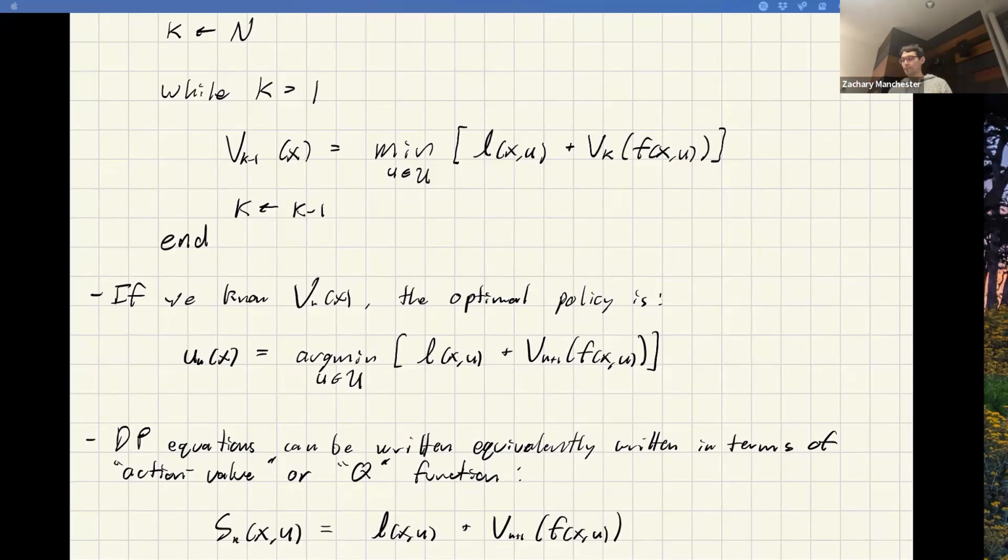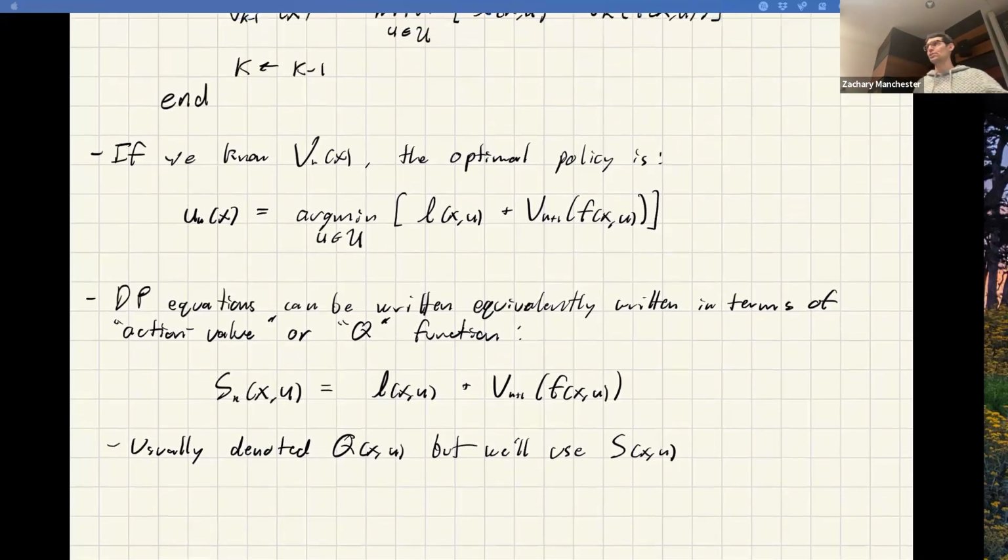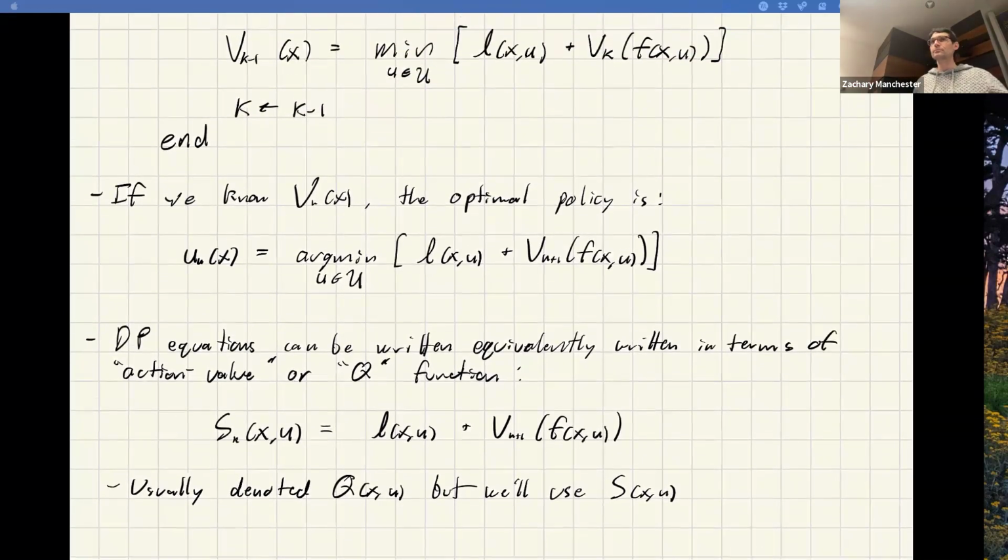Cool. So by rewriting all the dynamic programming stuff in terms of this S, and remember, when I do deep RL, I'm directly learning these functions with a function approximator.